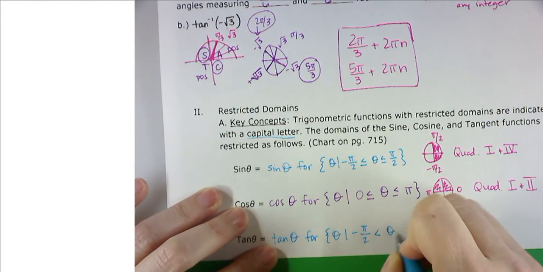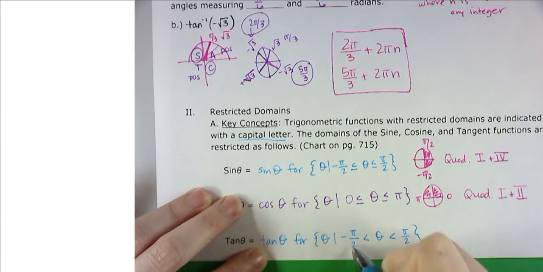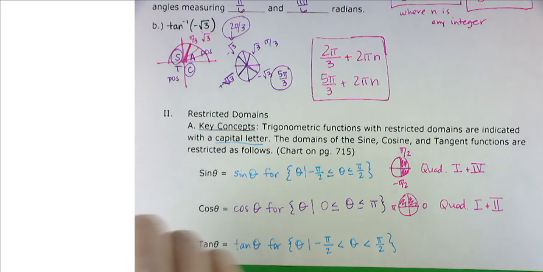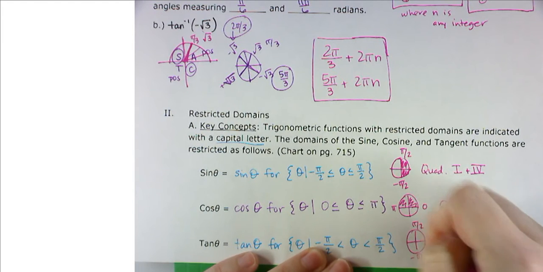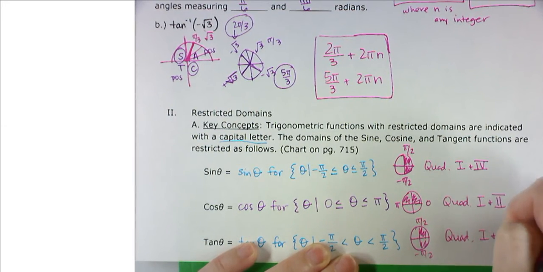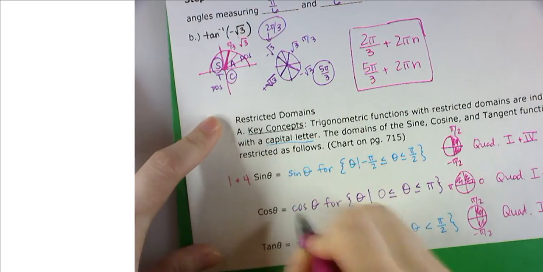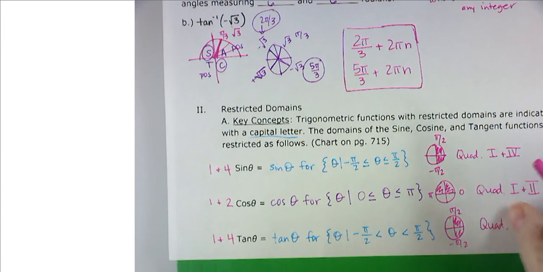Okay, so if we're going from pi over 2 to negative pi over 2, we are still looking at quadrants 1 and 4. So the restrictions are: sine, quadrants 1 and 4; cosine, quadrants 1 and 2; tangent, quadrants 1 and 4. Those are indicated with a capital letter. On your second page, it has all of this laid out in your chart. So the inverse here, here's your symbol. They tell you what the domain is, so values that you can plug in. And then here's your range in radians and in degrees, and again, your range in radians and degrees.